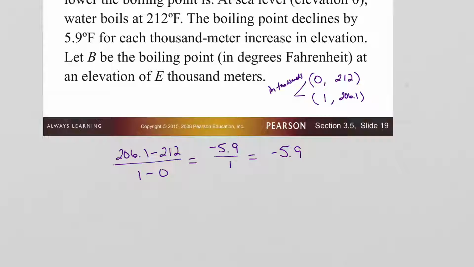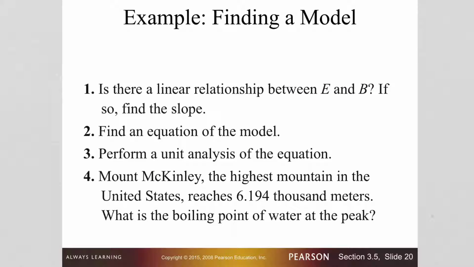Now, the next page, it's telling us, is there a linear relationship between E and B? Yes, there is a linear relationship between them. If so, find the slope. Because that changes exactly 5.9 degrees for every 1,000 feet, then that means that there is a linear relationship. If it went down 4 degrees in some places and 3 degrees in others, then that does not indicate a linear relationship. But because it's exact for every 1,000 feet, it is a linear relationship.